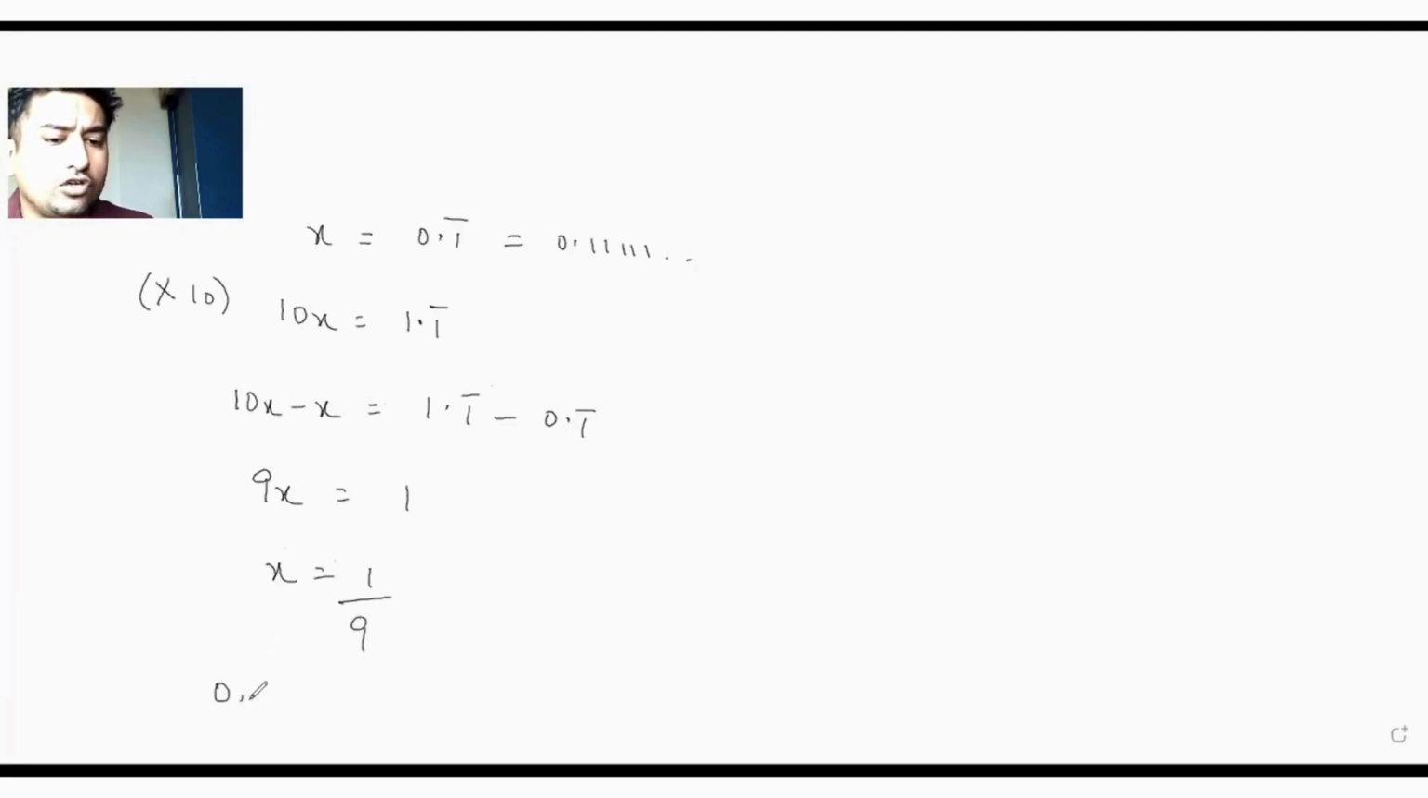So what do we learn from here? 0.1 bar is exactly equal to 1 by 9. This is how you convert any recurring decimal into fractions.